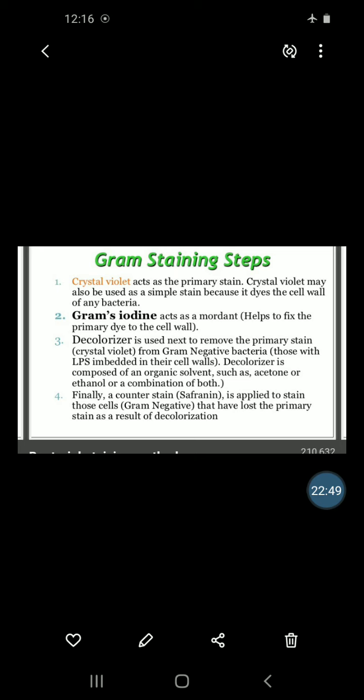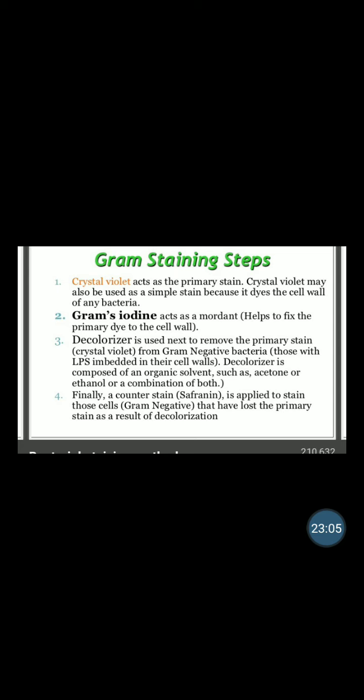As I discussed the steps, crystal violet acts as a primary stain. Crystal violet may also be used as a simple stain because it dyes the cell wall of any bacteria. Then Gram's iodine acts as a mordant because it helps to fix the primary dye to the cell wall.